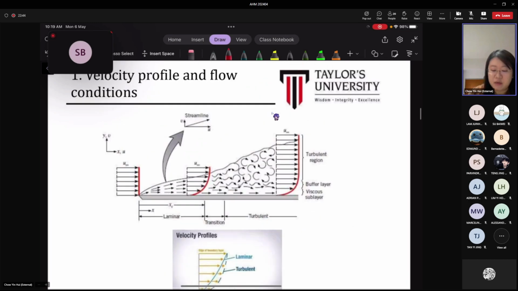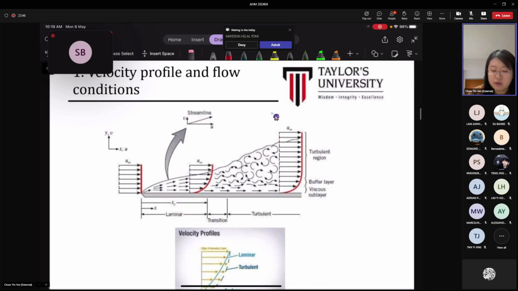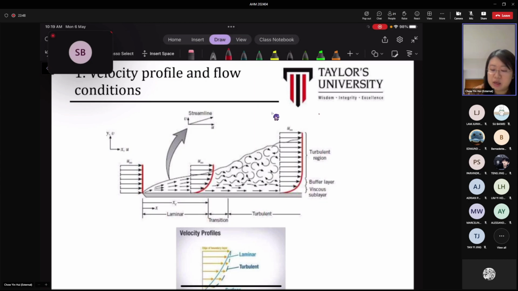Now, let's say we look at flow past a flat plate. So we have a plate here, and when the fluid first comes into contact with the plate, same thing, it will enter at a uniform velocity. Let's say here they denote it as u infinity.